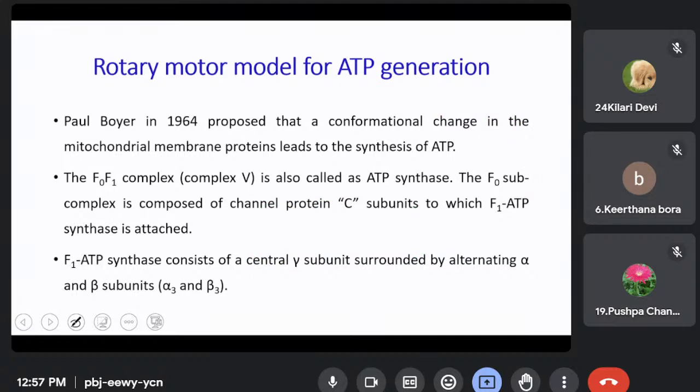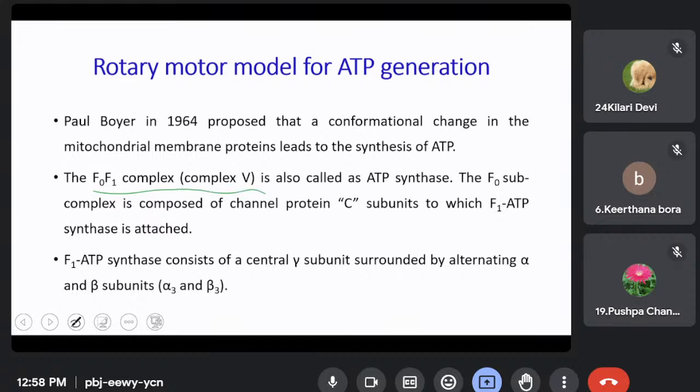So according to Paul Boyer, there is a conformational change. Rotation means what? There is a change in the shape. Change in the shape, as we have already discussed, is called conformational change. Remember, this is O, not I: conformational change, change in the shape. So a conformational change in the mitochondrial membrane proteins leads to the synthesis of ATP according to Paul Boyer.